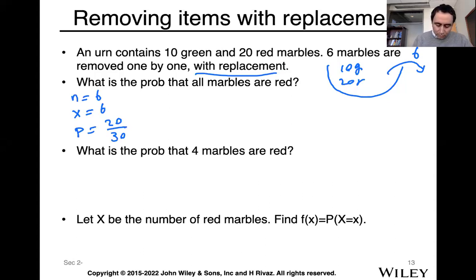So now all I have to do is to plug into this equation. N choose x times p to the power x times 1 minus p to the power n minus x, right? Which is going to be 30, choose x, which is 6.